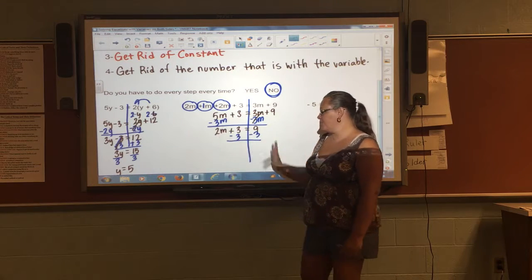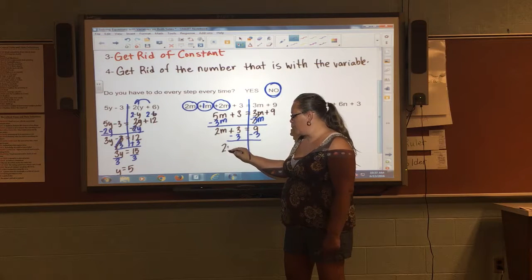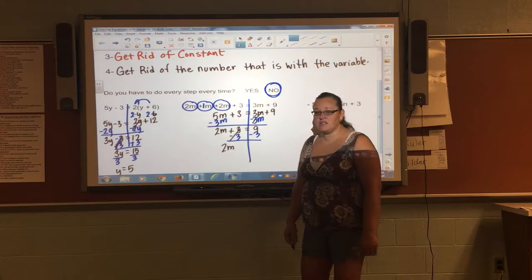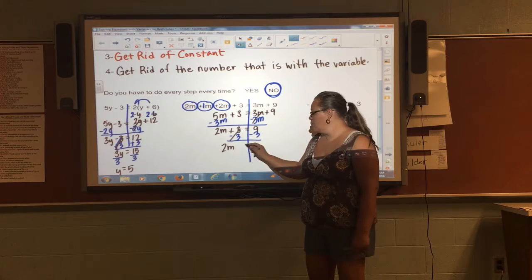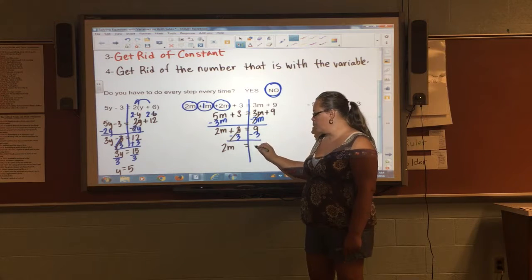So again, left to right, did I do anything with the 2m? No. So it is brought down. Plus 3 minus 3 goes to 0, so we can cross it out, is equal to 9 minus 3 will give me 6.